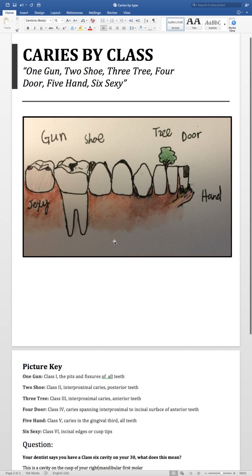So I think if you maybe screenshot this or draw one yourself, you will never forget which carie is which, and you'll have quick recall to know which is which when someone's talking about a carie.